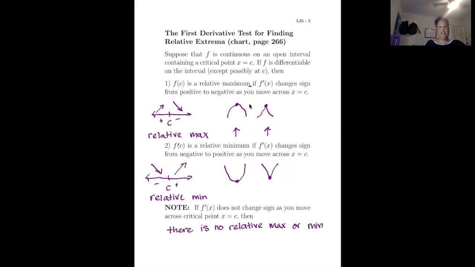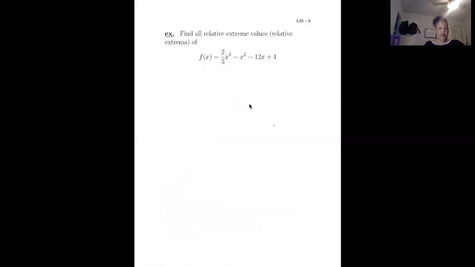All right, so let's do an example, and we're going to find all the extreme values, the relative extrema. So here's a polynomial. F of x equals 2/3 x cubed minus x squared minus 12x plus 4. The first thing I'm going to note is the domain. It's a polynomial, so I know that the domain is all real numbers, from negative infinity to infinity. Now I want to find my critical numbers, and I find them by taking the derivative and setting it equal to 0, or finding where the derivative is undefined.